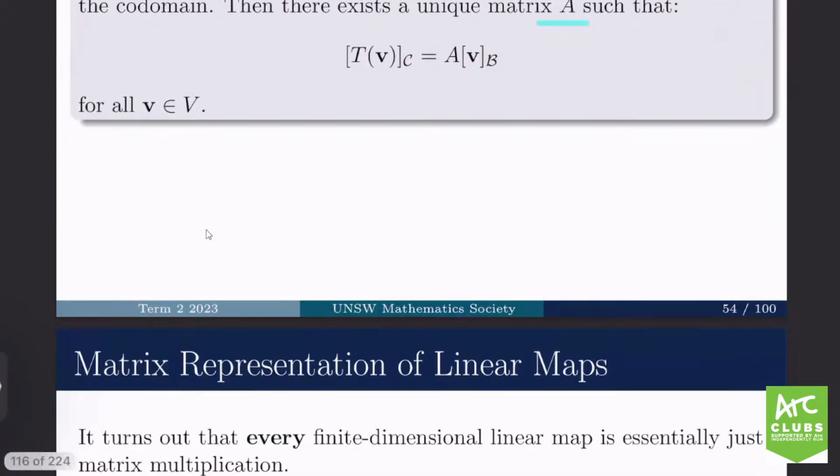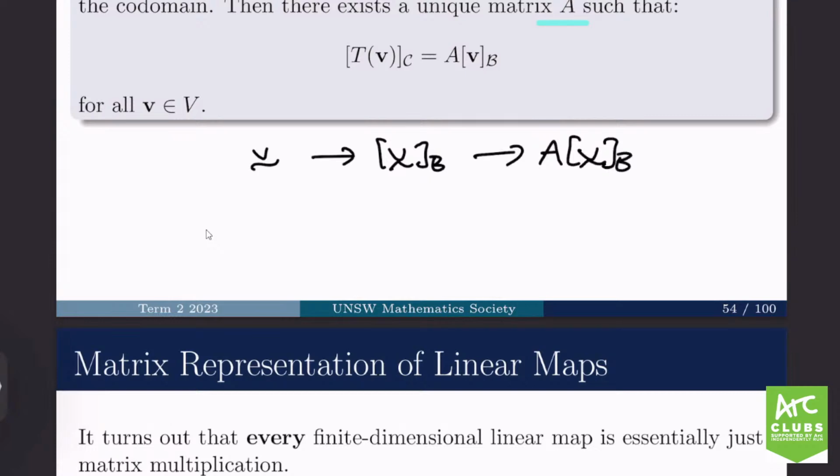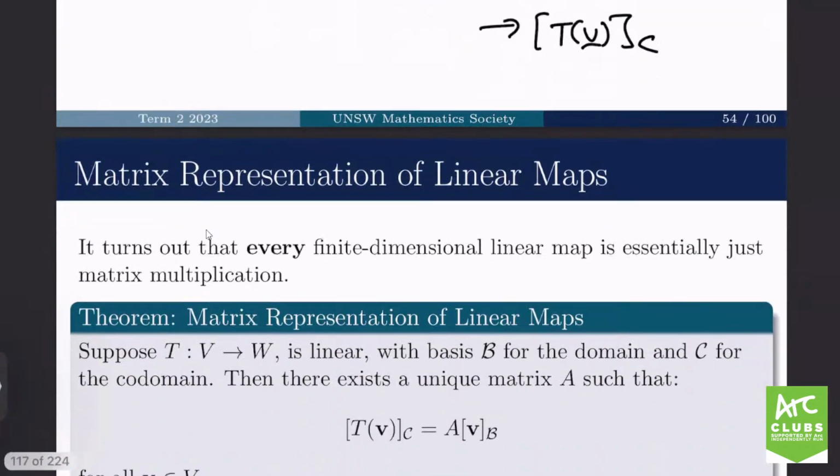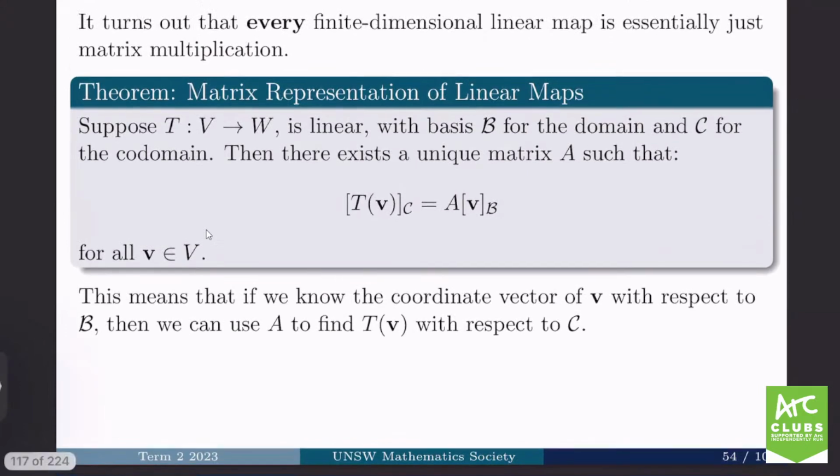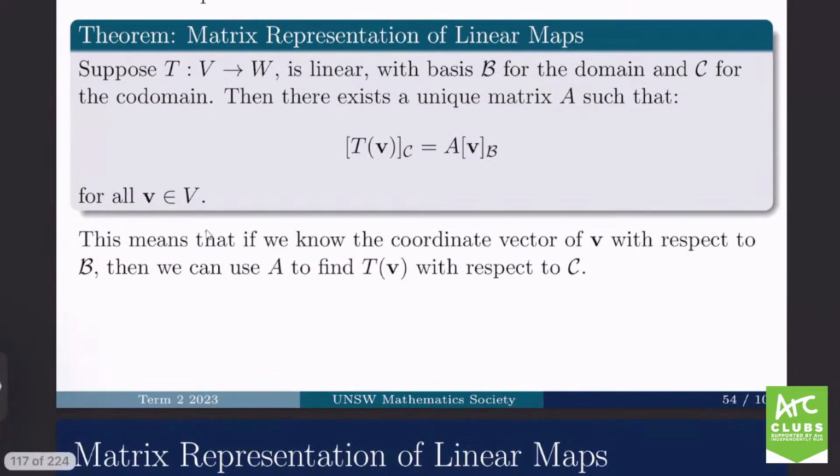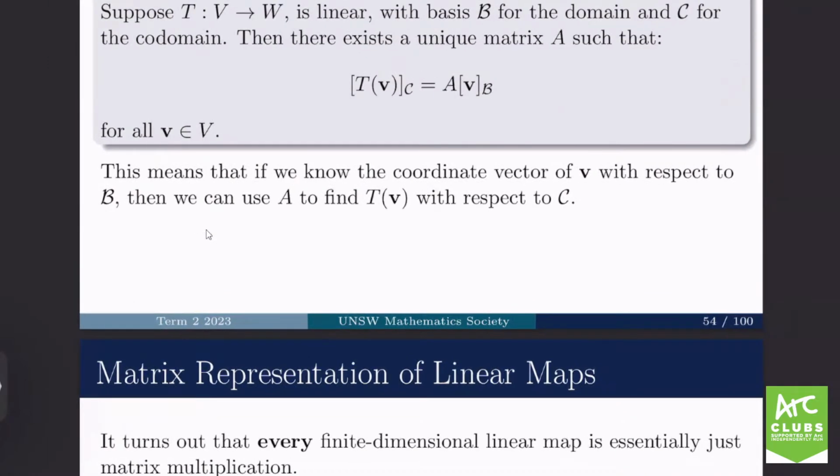So we take V in the domain, and then we find its coordinates with some basis, and then we multiply it by the matrix A, and then what we'll get is the result if we just found the linear transformation and then expressed it with respect to the basis C, okay? So if we know the coordinate vector of V with respect to basis B, then we can use the matrix A to find T of V with respect to the basis C in the codomain, okay?